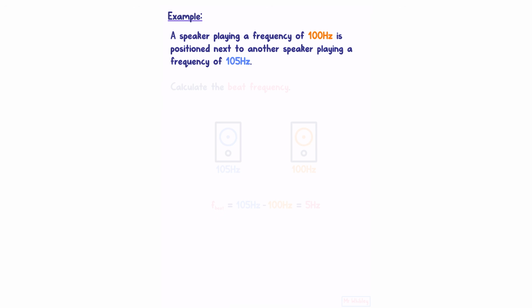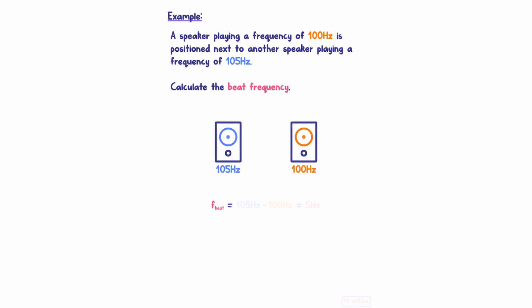Let's now go through an example. A speaker playing a frequency of 100 Hz is positioned next to another speaker playing a frequency of 105 Hz. Calculate the beat frequency. So we have our two speakers playing their individual frequencies, and the frequency of our beat is just going to be the difference between these frequencies, which is 5 Hz.